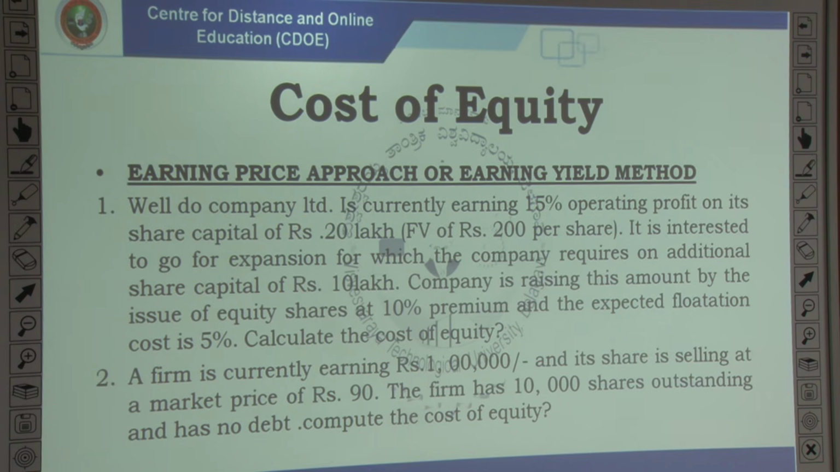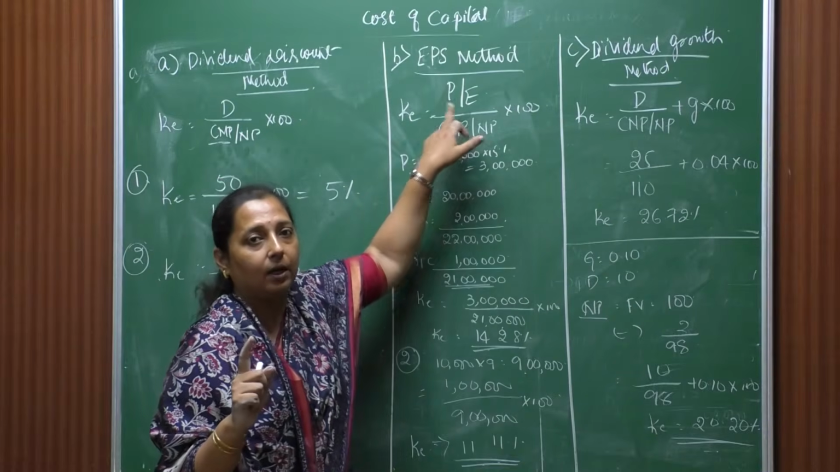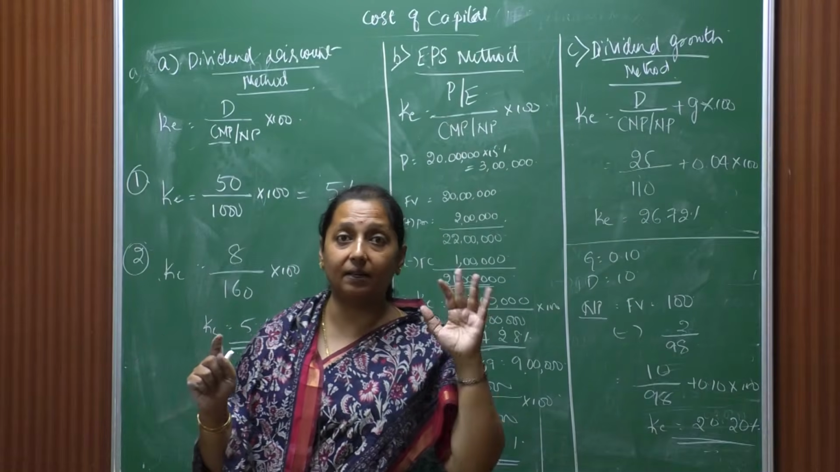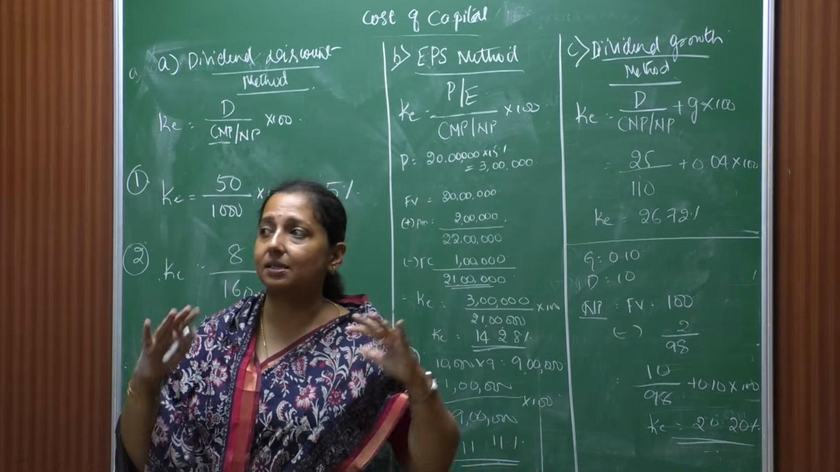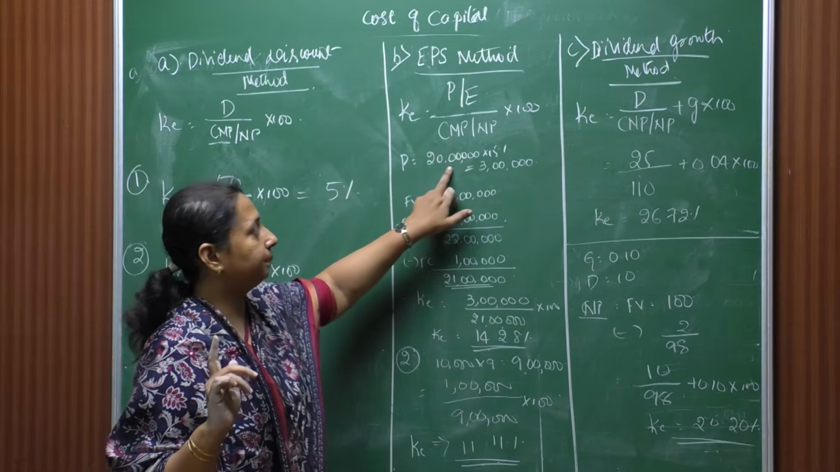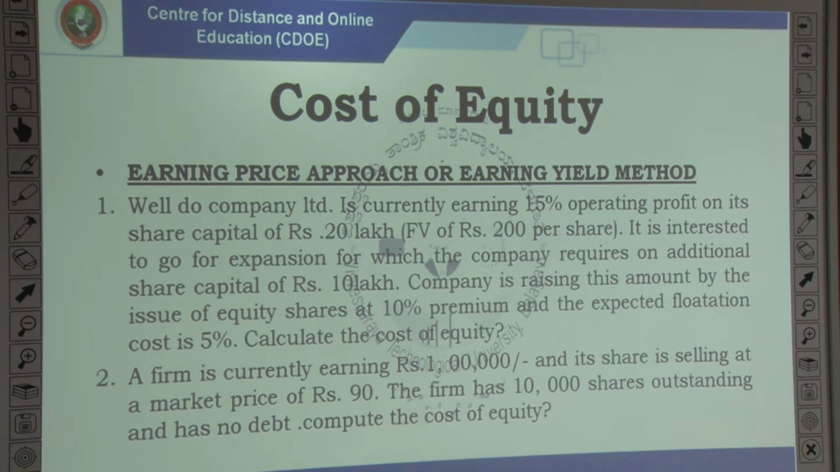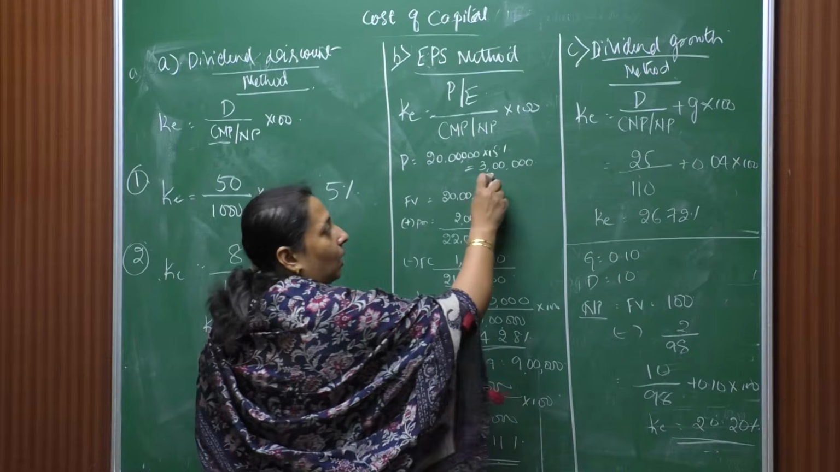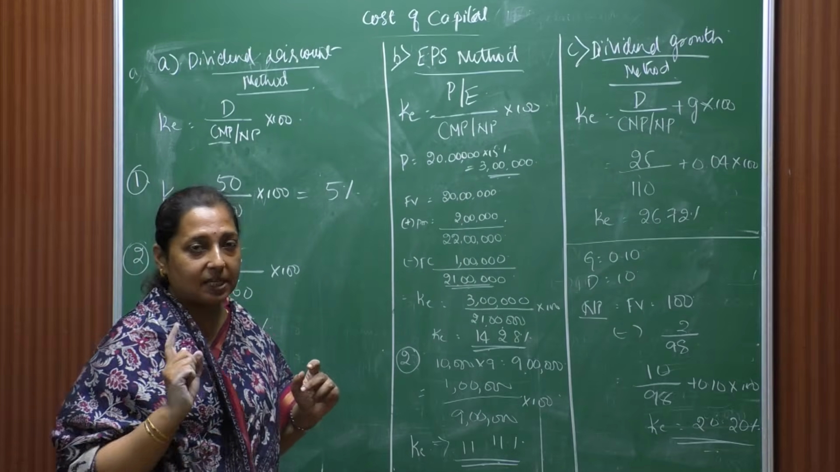What is that 15%? Please underline that 15% is an operating profit. Operating profit is nothing but your earnings, that is a profit. Do not get confused with the dividend. Dividend is a portion of profit. This is a total profit which is being calculated on a capital of 20 lakh. So, profit is 20 lakh into 15%, you will get around 3 lakh rupees. Please make a note of it.